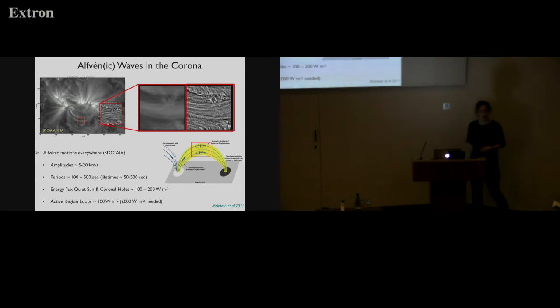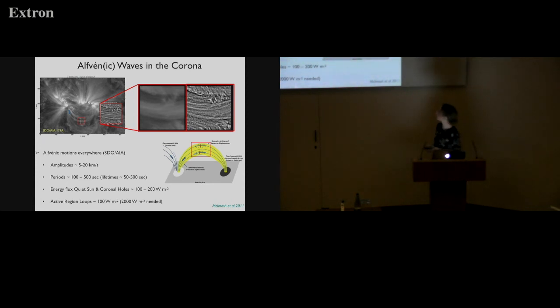Let's move to the corona. Again, we have observations of what we interpret as MHD waves. This is an image taken by the AIA instrument on board of SOHO. And what I'm showing here is intensity at about 700 to 1,000 to 1,000,000 degrees.